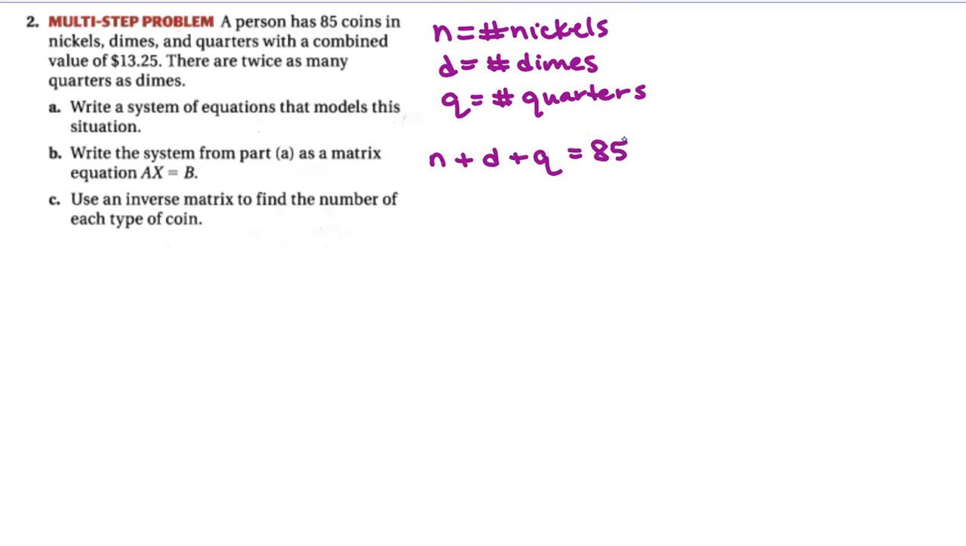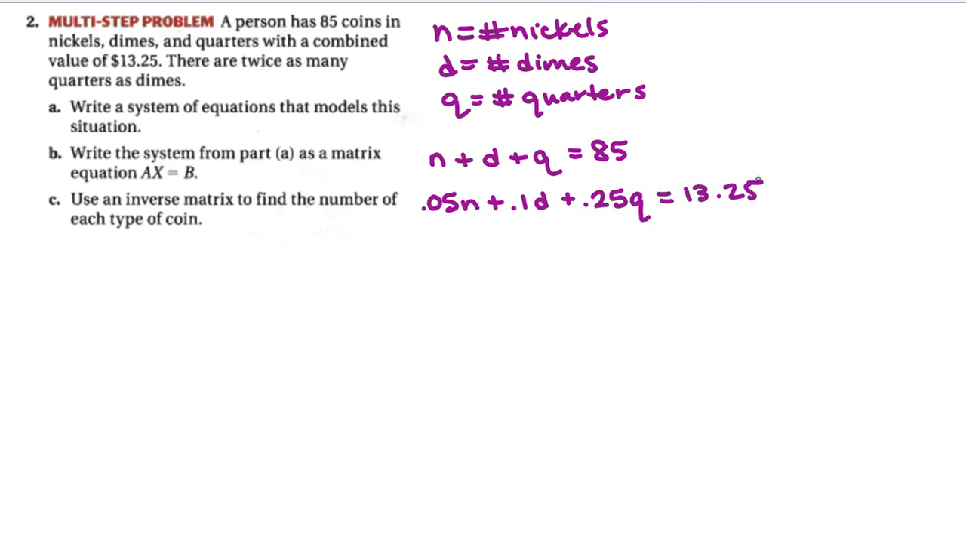There's one equation. We know the combined amount of money, the value. So what we're going to do is take the value of each kind of coin and multiply it by the number of coins. A nickel has a value of 5 cents, so we can do 0.05 times the number of nickels. A dime has a value of 10 cents, so we can do 0.1 times the number of dimes. And a quarter has a value of 25 cents, so we can do 0.25 times the number of quarters. And the total amount of money is $13.25.